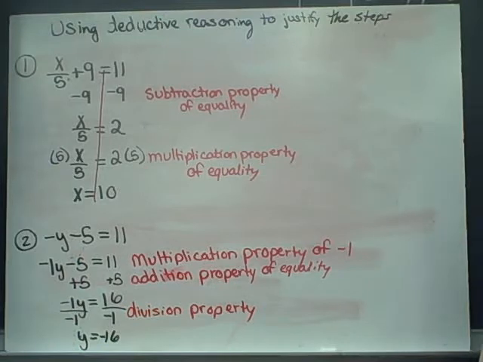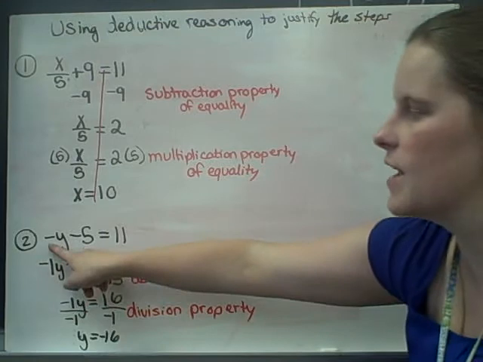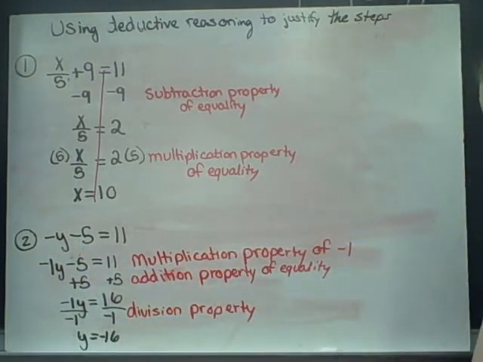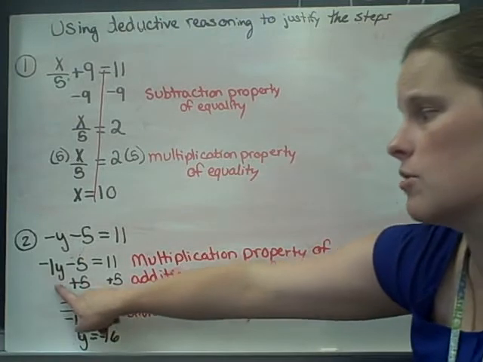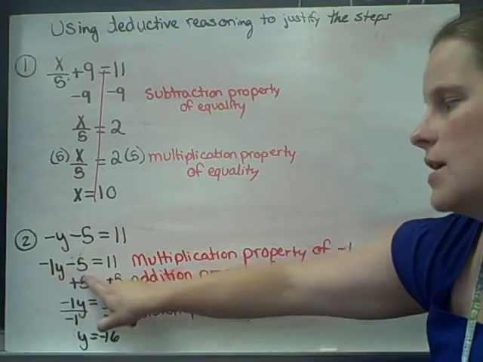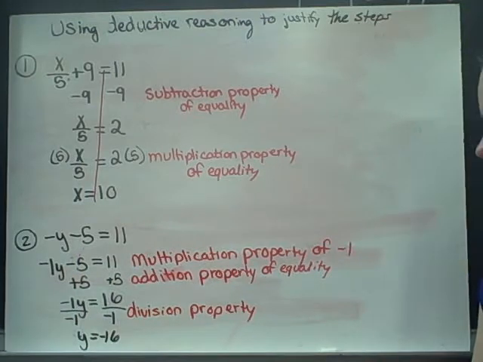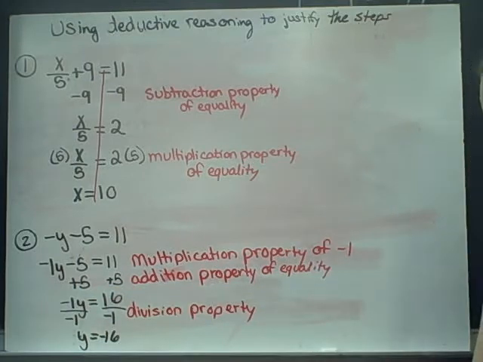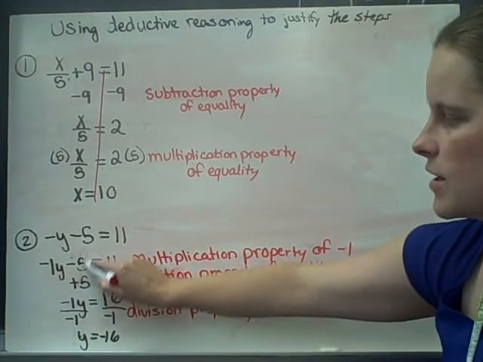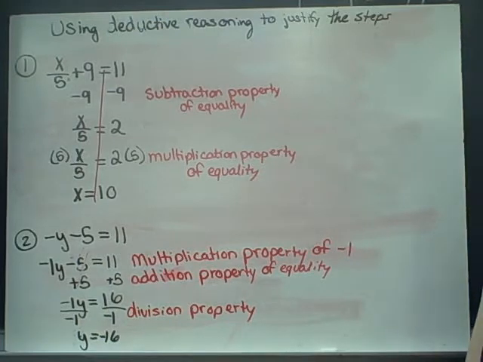Okay. Look at number 2. You pay very close attention to this. If we have negative y minus 5 equaling 11, keep in mind, they're not going to write that 1 there. If you want to write it there, that's fine, so I went ahead and wrote it. Negative 1y minus 5 equals 11. Addition and subtraction first, so we're going to add 5 to both sides. These 5's equal 0, so they cancel out, they're gone. So I have negative 1y equaling 16.